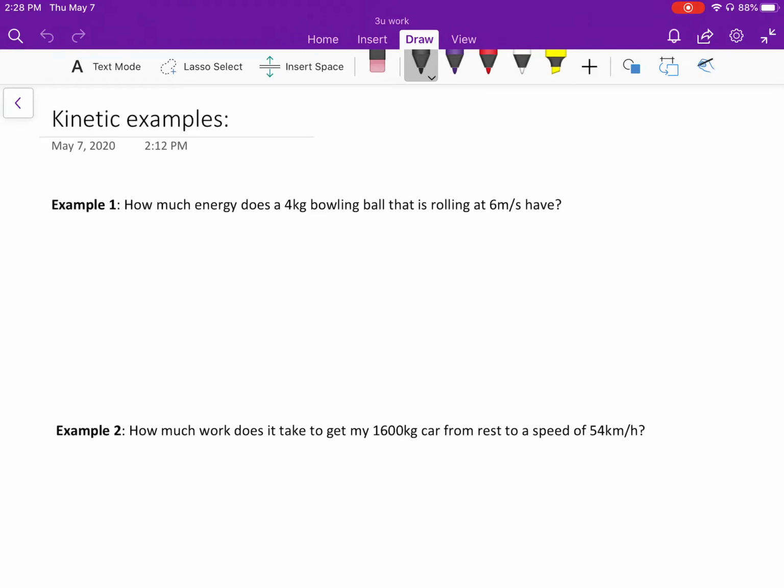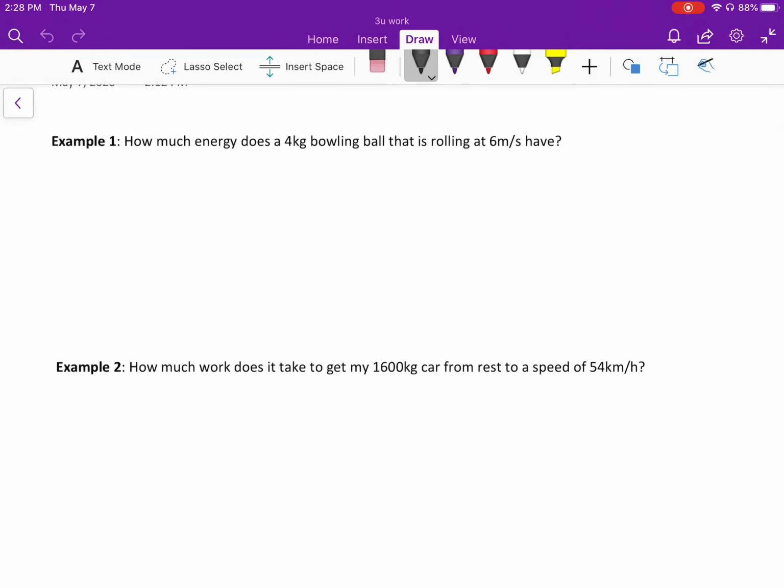Practicing the kinetic energy equation, kinetic energy is always 1/2 mv squared. For this first one, it's kind of what I call a plug and chug. I've given you all the numbers. The mass I gave you was 4. The v is 6, and we'll have to square that.